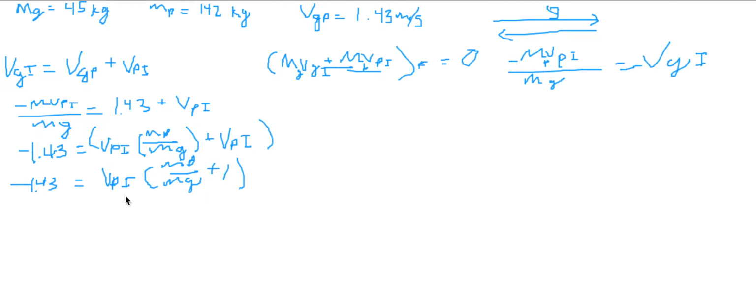When you distribute this back through, you get VPI times this, which is going to equal this, and VPI times 1, which is going to equal that. So we can divide this part over to this side, and we get negative 1.43 divided by this equals VPI. So negative 1.43 divided by the mass of the plank divided by the mass of the girl, 142 divided by 45, plus 1. We end up getting a value of negative 0.344 meters per second for the velocity of the plank to the ice.